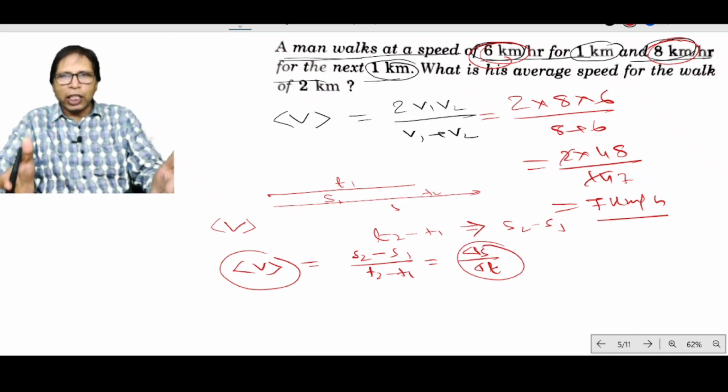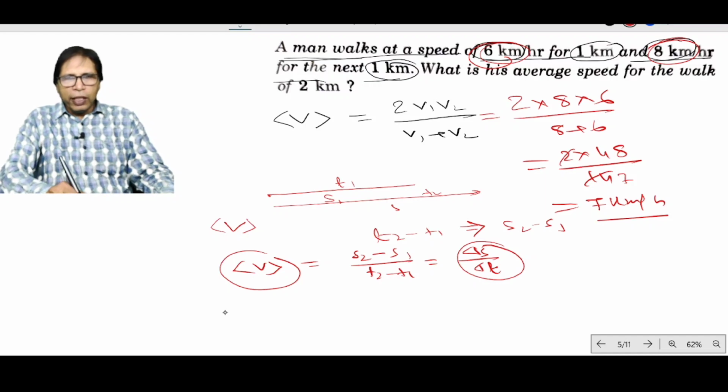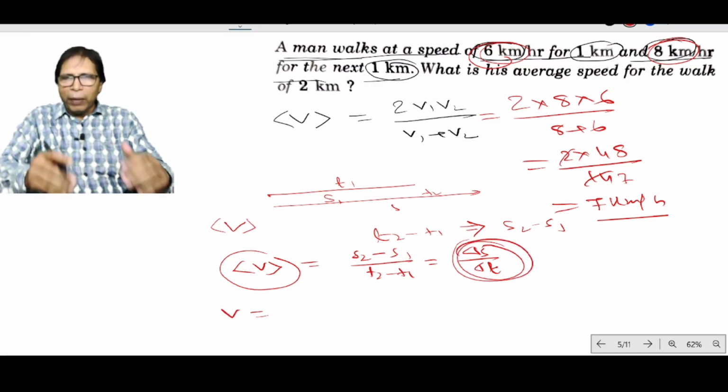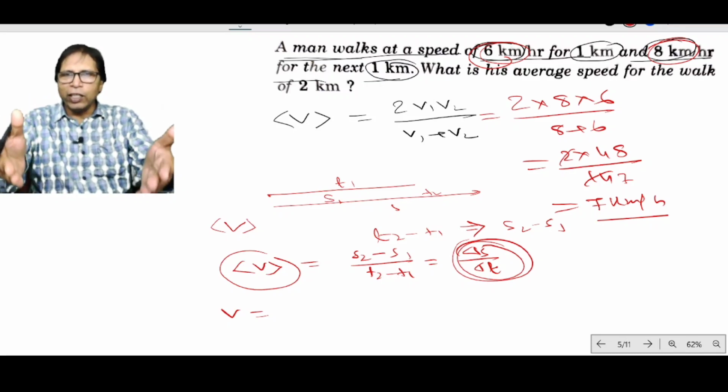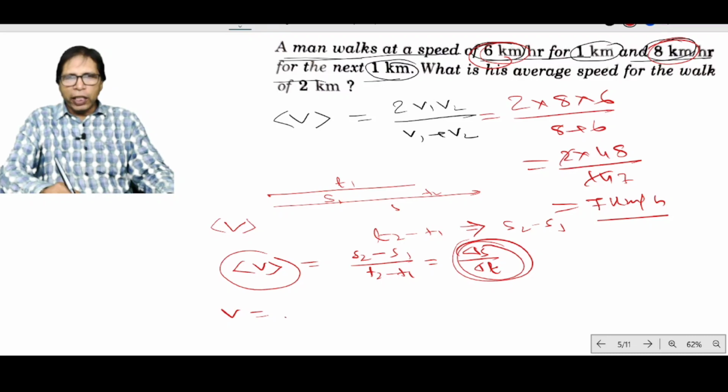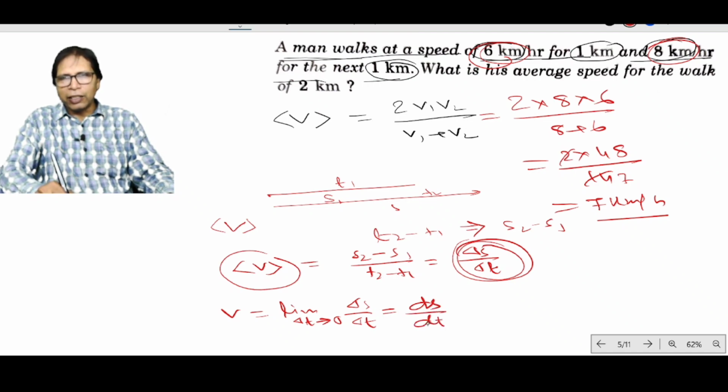Now instantaneous velocity. Instantaneous velocity v is the limiting value of average velocity when time delta t tends to 0. Therefore, instantaneous velocity, look at this, delta t tends to 0. Here delta s by delta t equals ds by dt.